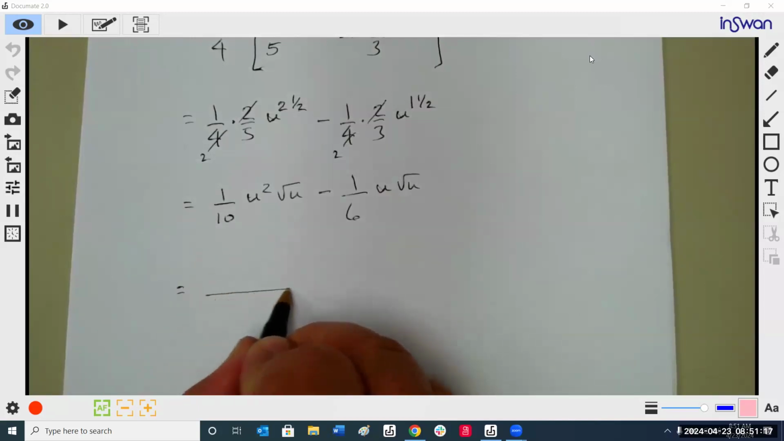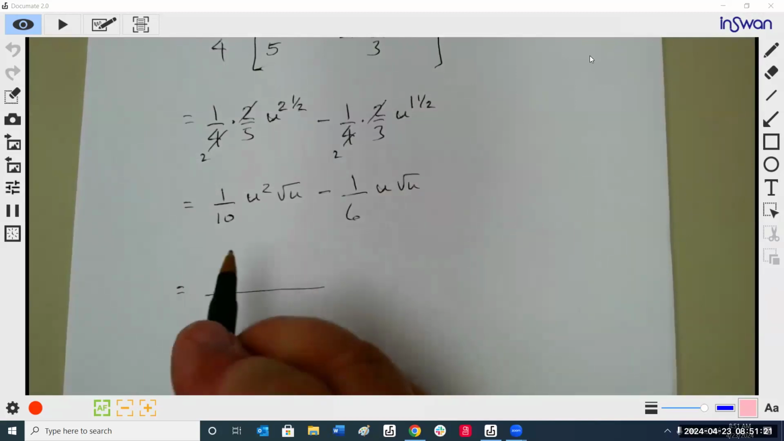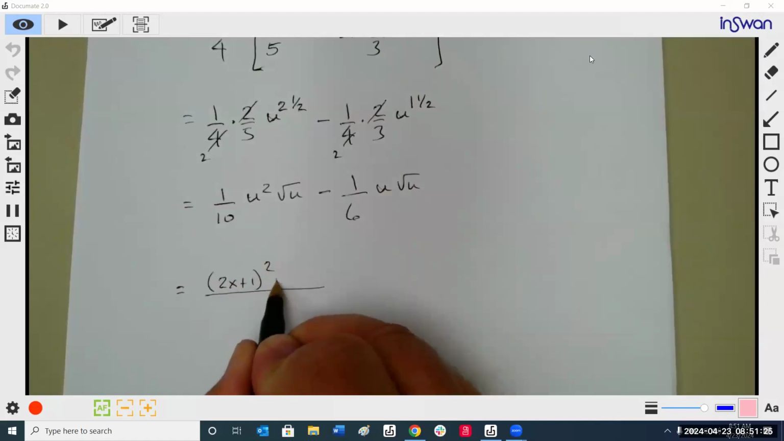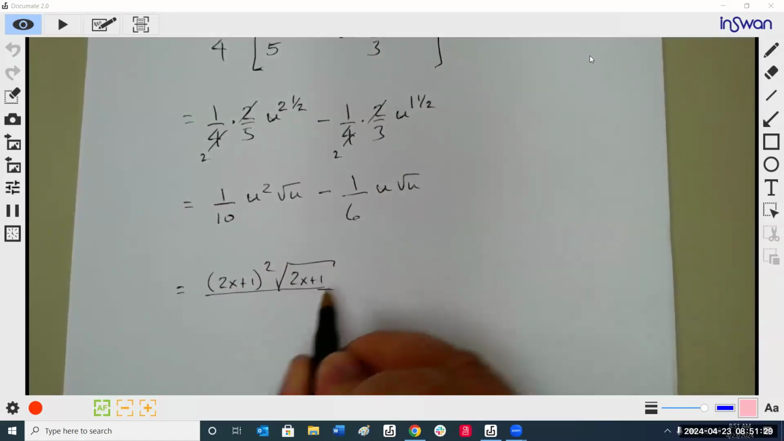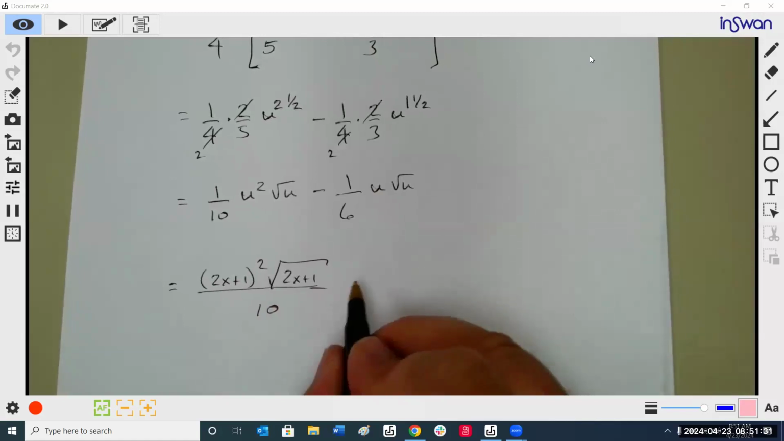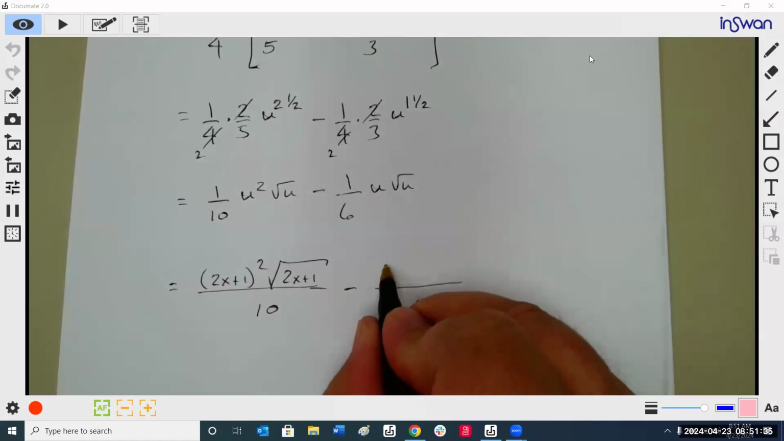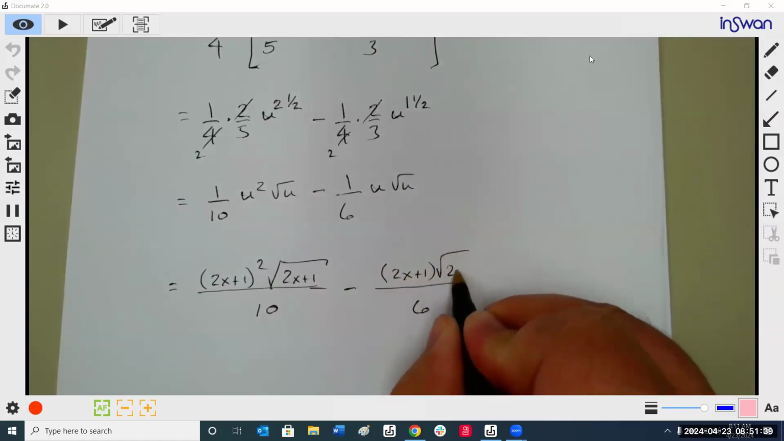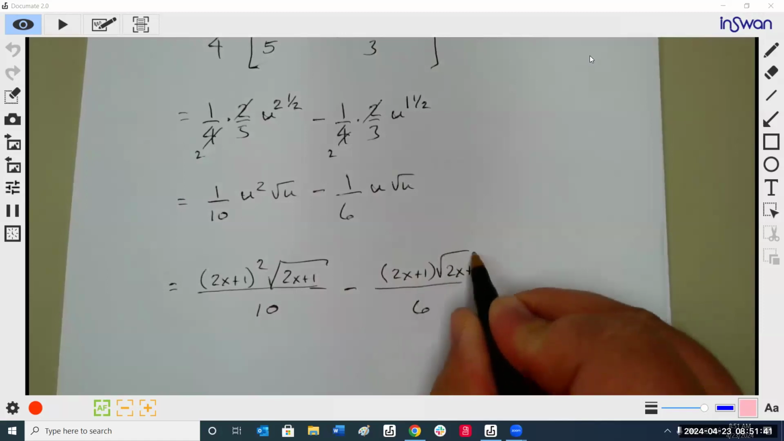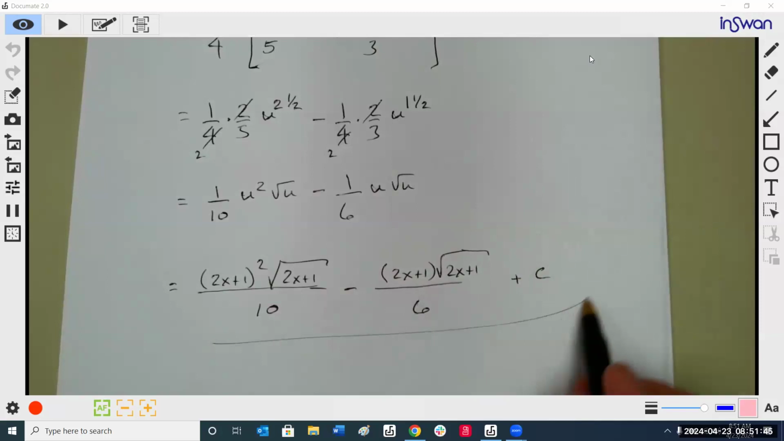Now we put everything back in. What we replaced was 2x plus 1. So (2x plus 1) squared, square root of (2x plus 1), over 10, minus (2x plus 1) square root of (2x plus 1) over 6, plus c.